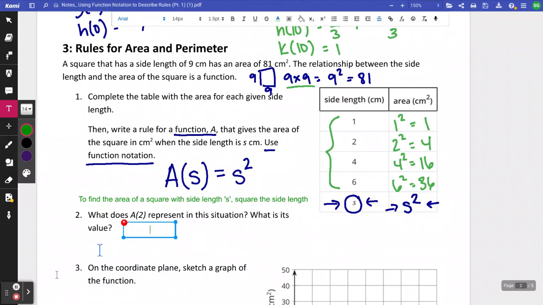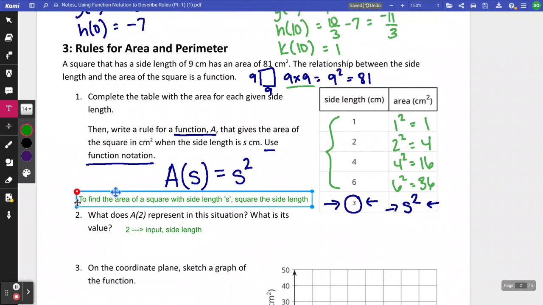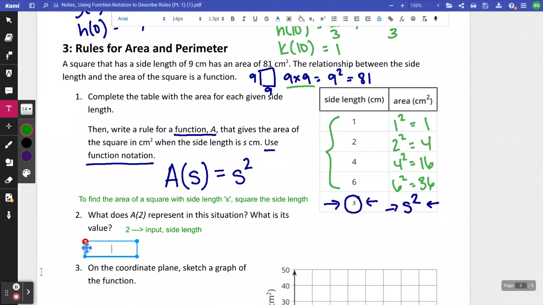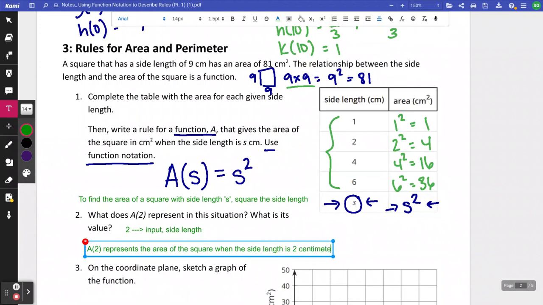Well, when I'm looking at a of 2, I'm noticing 2 is in the parentheses. That tells me that 2 is our input, which here means it's the side length we're talking about. So this right here is talking about if the side length of our square is 2 centimeters. A of 2 then is going to represent the area when our side length is 2 centimeters. Let me write that down. A of 2 represents the area of the square when the side length is 2 centimeters.